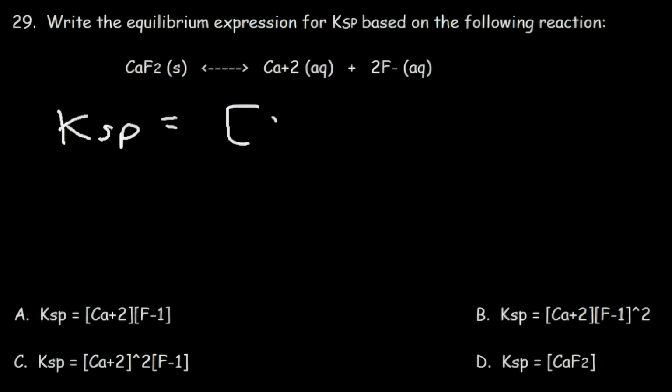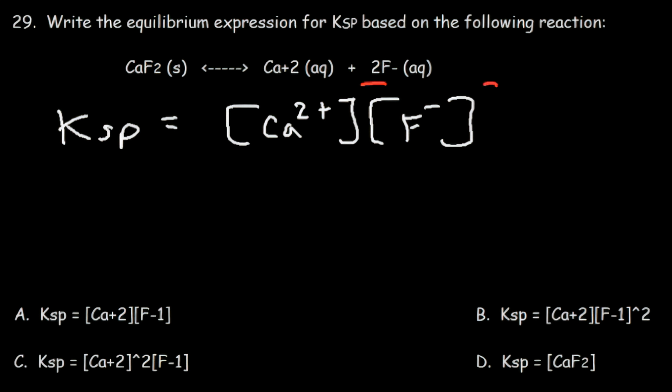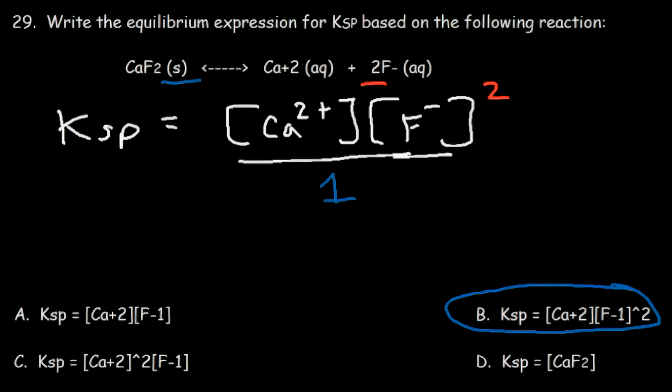So the products are calcium 2 plus and fluoride. Now the coefficient of fluoride is 2, so we need to square it. Now typically we would divide this by the reactant, but notice that the reactant is in a solid phase. So therefore we cannot or should not include it in the equilibrium expression. So we're going to put a 1 instead. So the right answer is answer choice B. It's the only one that matches what we have. And so that's how you can write the equilibrium expression for Ksp, the solubility product constant.